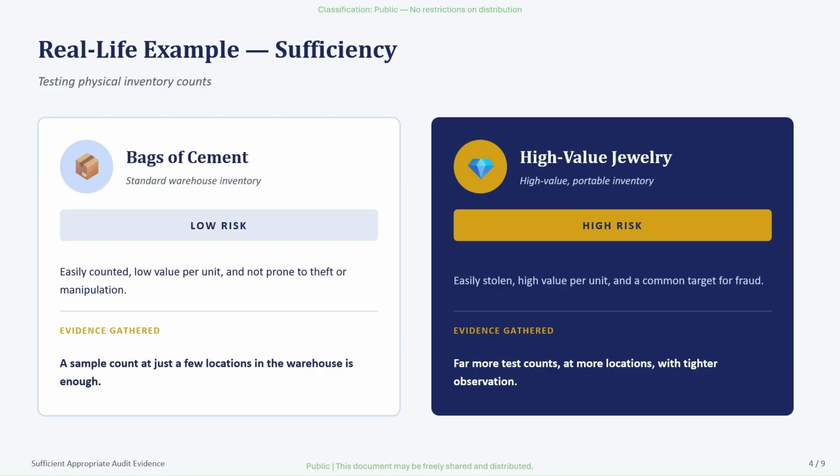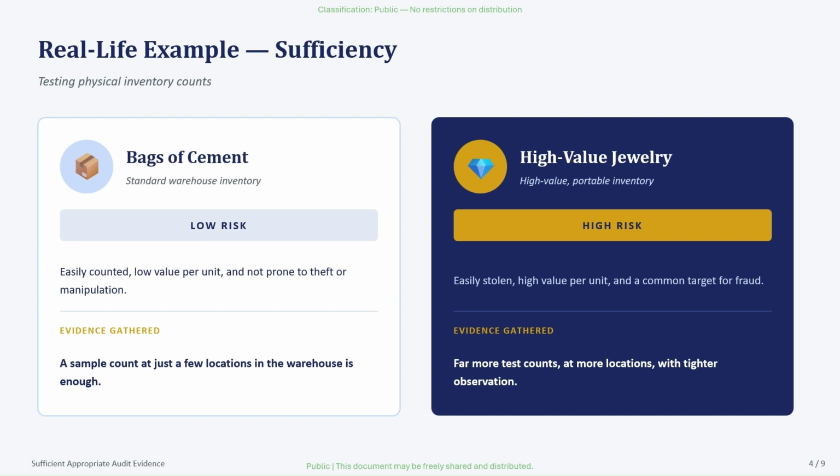Here's a concrete example of sufficiency in action. Picture two inventory audits. First, bags of cement in a warehouse. They are low value per unit, easy to count, and not something anyone is likely to steal or manipulate. So this is low risk. A sample count at just a few points in the warehouse gives the auditors enough evidence.